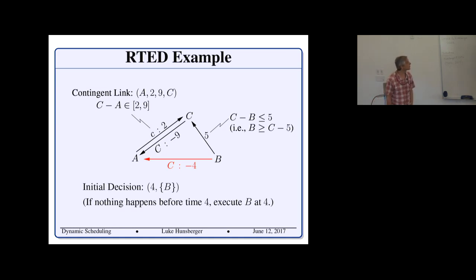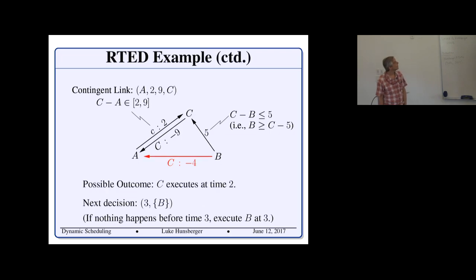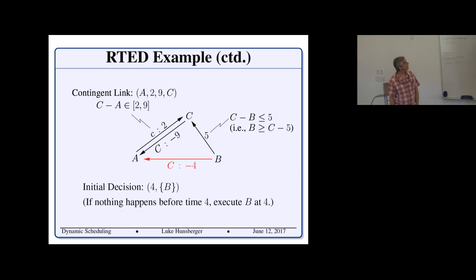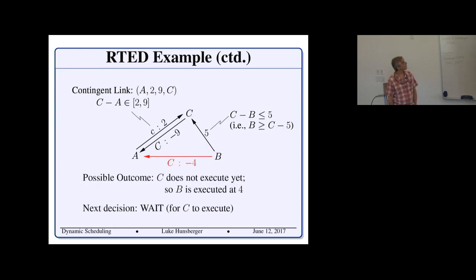So here's that example. Our initial decision is that if nothing happens before time 4, we'll execute B at time 4. Well, one possible outcome is that C executes at time 2. So you can react to that information. You can say, okay, instead of waiting till time 4, I'm just going to execute B at time 3. Now, the only possible outcome in this simple example is, since you've already executed A and C, B is going to happen at 3. But if you go back to your original decision, an alternative outcome might be that C doesn't execute before time 4. So if nothing happens before time 4, we execute B at time 4. And then your next decision is to just wait for C to execute. But the point is that any dynamic and viable strategy for executing a dynamically controllable STNU can be expressed in terms of these two kinds of decisions.